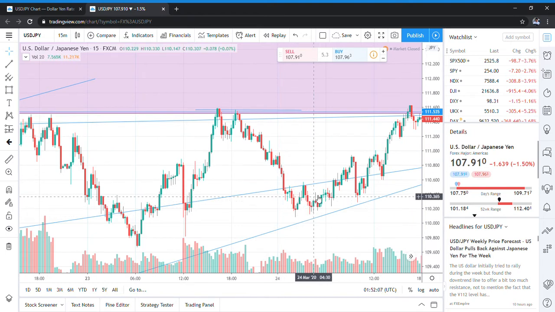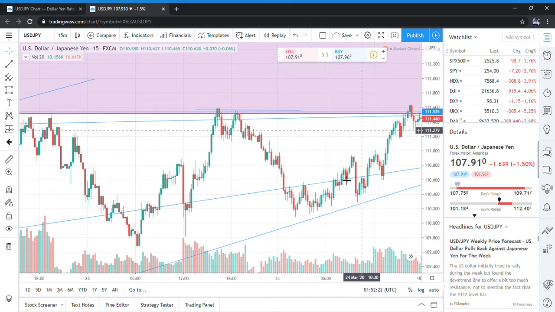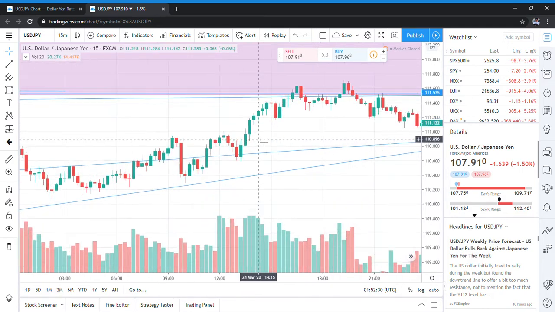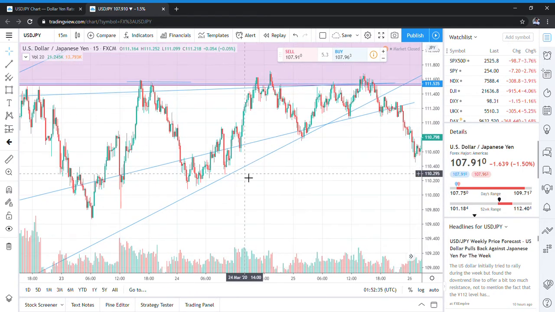And then again, I waited for the market to bottom out a little bit here on the upwards ascending narrowing wedge. I kind of waited for it to bottom out, and then I saw where price was heading again. I knew it was going to go back up to the top eventually.